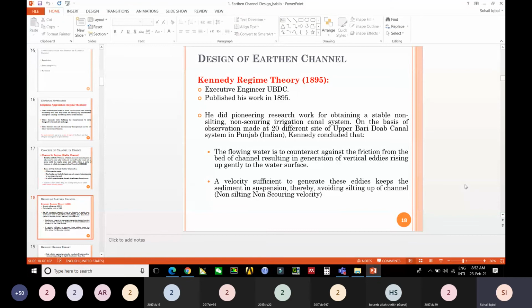The conclusions of his research are: the water counteracts against the friction from the bed of the channel, resulting in geometrical vertical eddies. What are eddies? What do you think about what eddies or recirculation regions are?